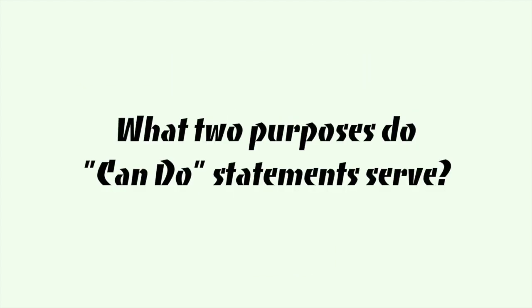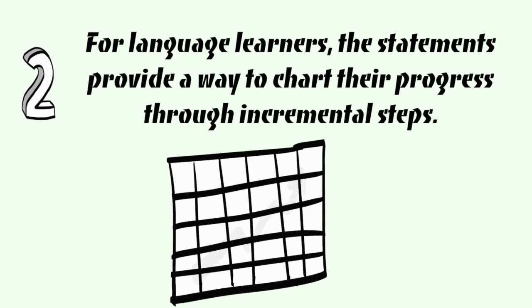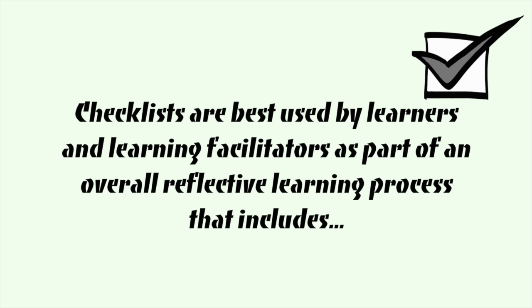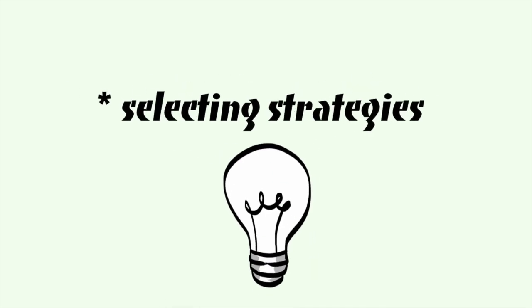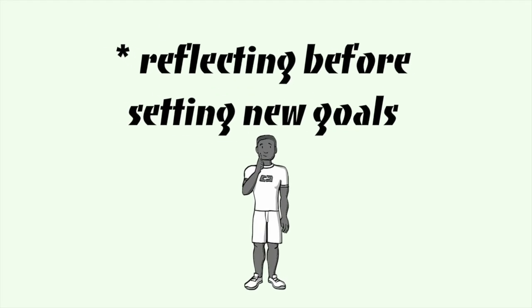What 2 purposes can can-do statements serve? 1. For programs, the statements provide learning targets for curriculum and unit design serving as performance indicators. And 2. For language learners, the statements provide a way to chart their progress through incremental steps. How can the can-do checklist be used best by the teacher and learner? Checklists are best used by learners and learning facilitators as part of an overall reflective learning process that includes setting goals, selecting strategies, self-assessing, providing evidence, and reflecting before setting new goals.